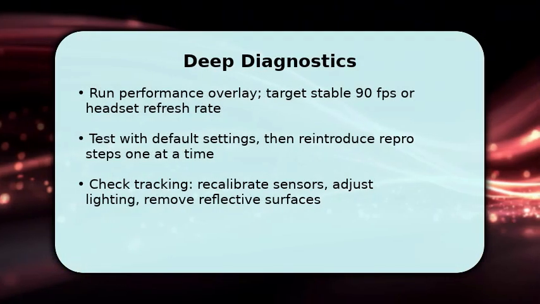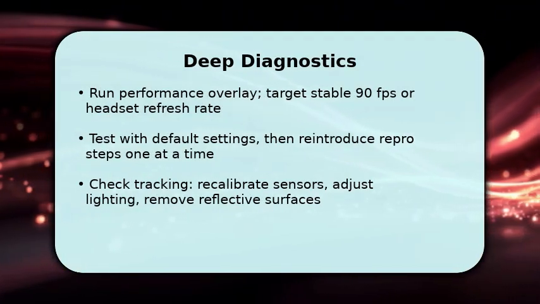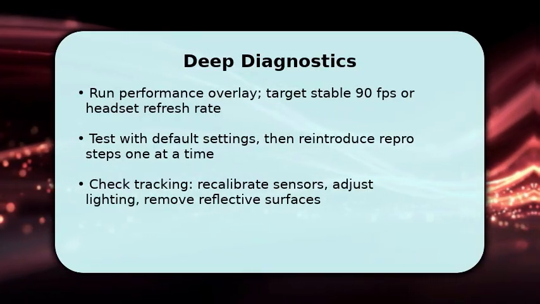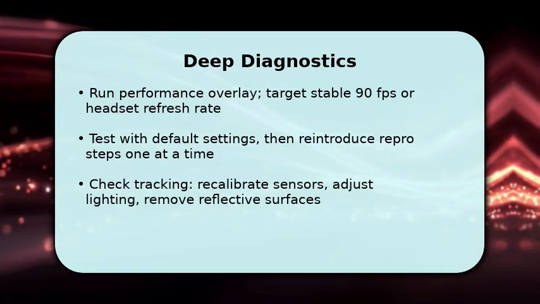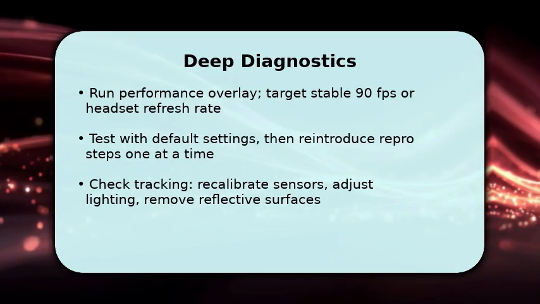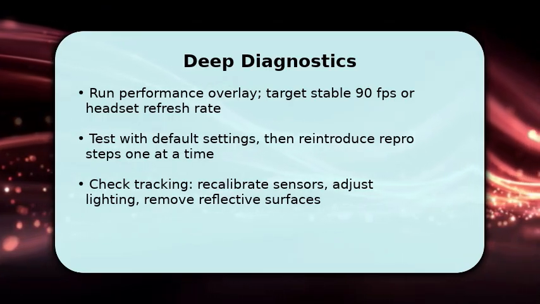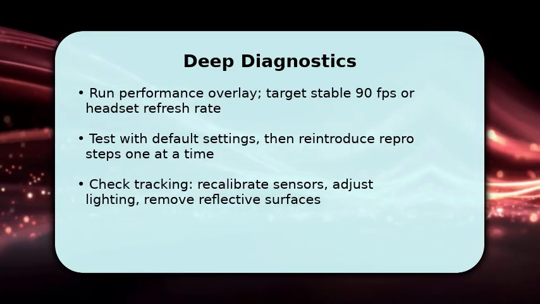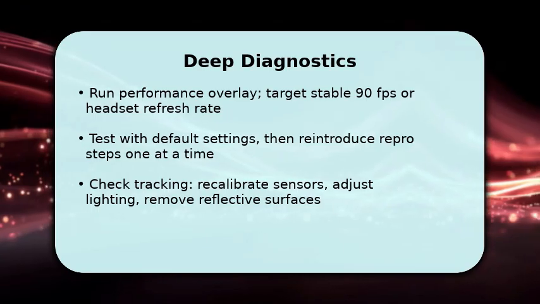Now you perform detailed checks. Enable the performance overlay and verify a steady frame rate matching your headset, such as 90 or 120 FPS. Frame drops point to GPU or CPU headroom issues. Once measured, return settings to defaults and reproduce the glitch. Reintroduce changes one at a time to isolate the trigger.